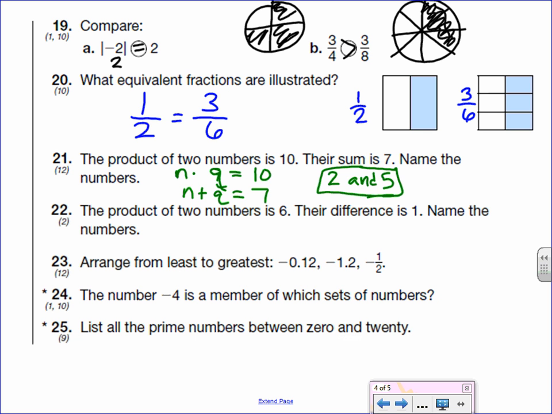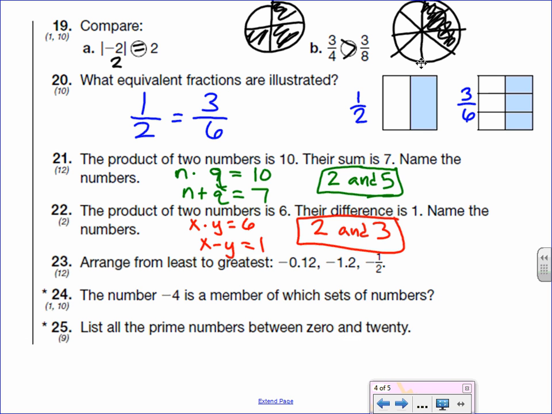The product of two numbers is 6 now. So if I take x times y, I get 6. And their difference, x minus y, is 1. Well, to get 6, there's two options, 2 times 3 or 1 times 6. Well, 2 times 3 would work out for the second one. 2 and 3. 2 times 3 is 6, and 3 minus 2 is 1.